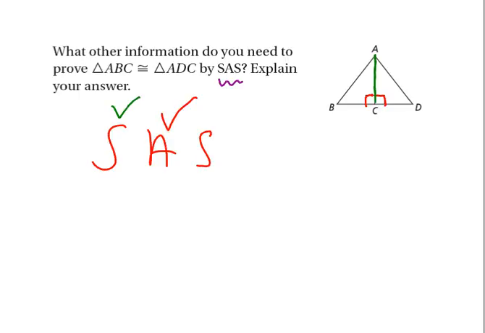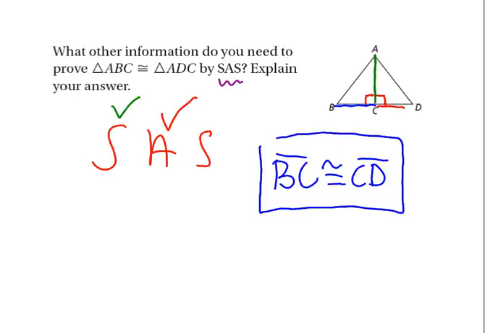So the missing piece of information would probably have to be that BC is congruent to CD. So BC is congruent to CD would be our missing piece of information to get that second side.